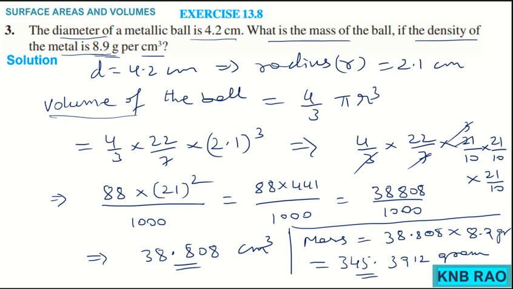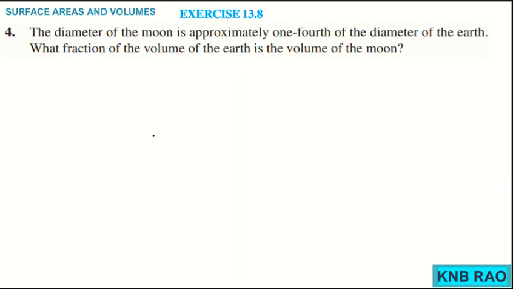Let's move on to question number 4. In question number 4, a very important question this one, the moon's diameter is related to the earth's diameter with the ratio 1:4, that is what they say. So the diameter of the moon is approximately 1/4 of the diameter of the earth. We solved such a question in exercise 13.4, related to surface areas.